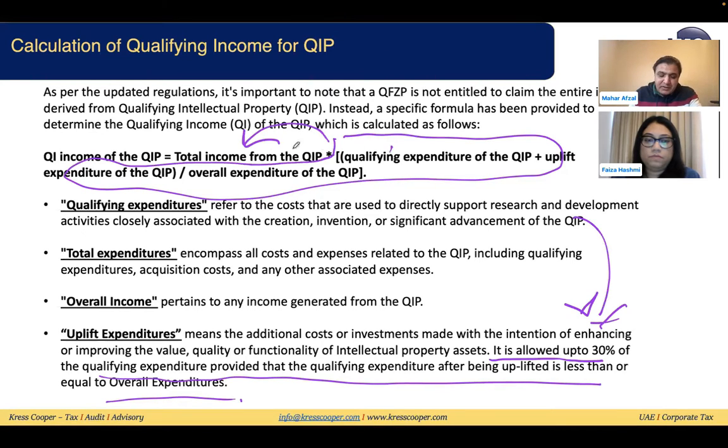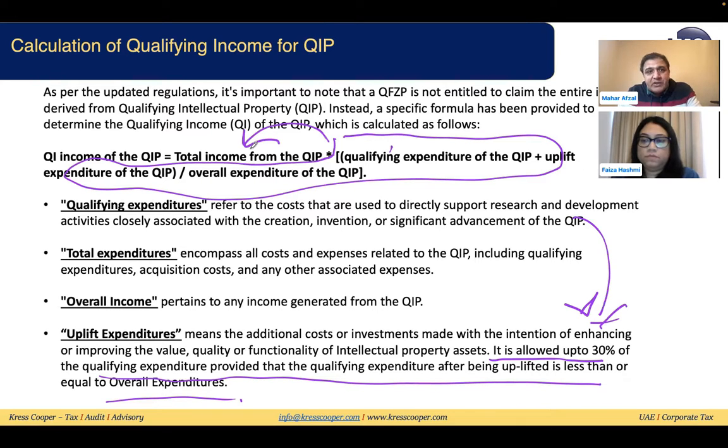So this fraction needs to be multiplied with the total income from the intellectual property. That will be considered my qualifying income. The rest of the income, even from the qualifying intellectual property, will be considered non-qualifying income. It will be straightforward, subject to tax at 9%.